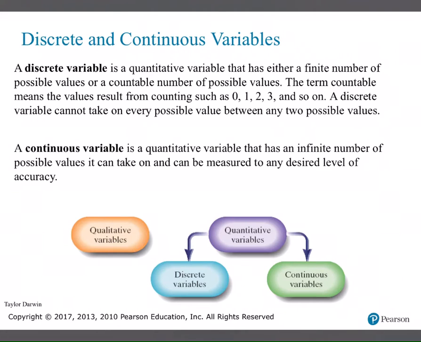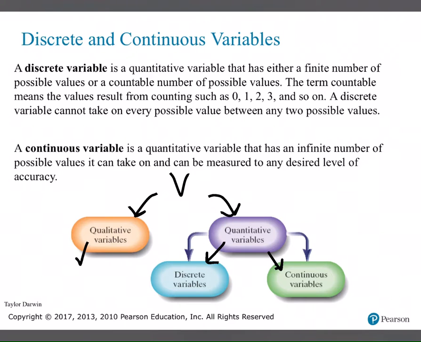Now we have two types of quantitative. So here you've got your variables, and it's either qualitative or quantitative. If it's qualitative, you're done. But if it's quantitative, then you may be asked what type of quantitative variable it is. And there are two types. There are discrete and continuous.